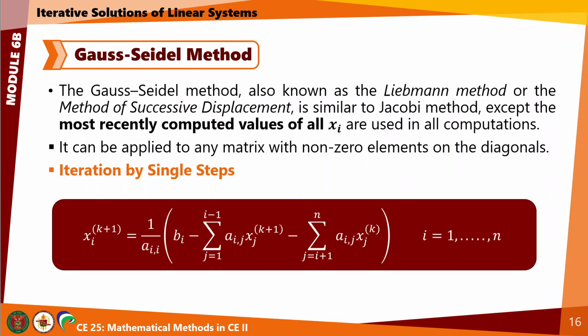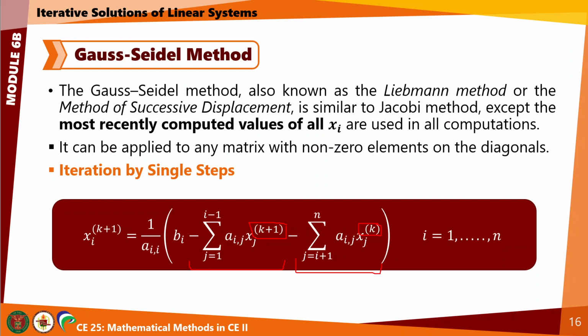Okay? And ito yung equation. Sobrang similar lang talaga niya with the Jacobi method. The difference lang is we have two summations na dito. Parang pinaghiwalay lang yung summation from the Jacobi. Yung isa using the previous iterations, yung pangalawa using the current iterations. Di ba? May k dito and k plus 1.